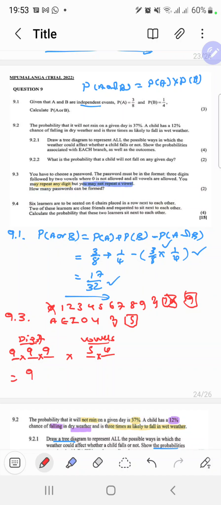So now the total number of ways is going to be 9 cubed multiplied by 5 multiplied by 4. Let's see, 9 cubed times 5 times 4 is a very huge number, but not too bad. It's 14,508 different ways. Okay, different passwords.